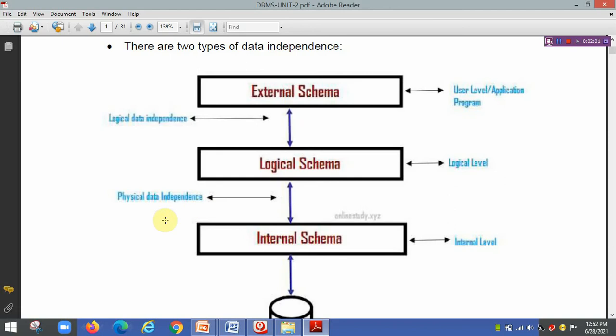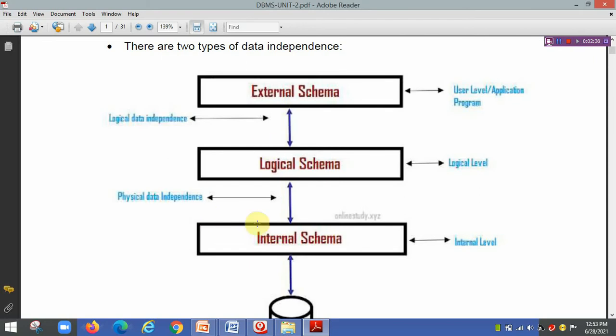Logical data independence and physical data independence are used in the three schema architecture. In the three schema architecture, there are three levels: the internal level, the logical level, and the last one is the user level or application level. In the internal level, the internal schema is used. In the logical level, the logical schema is used. In the external level or user level, the external schema is used. So the data independence concept is used between the three levels.